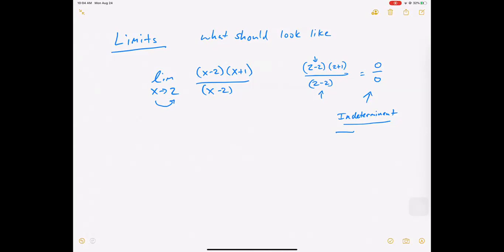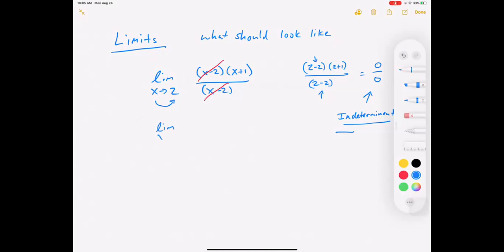So what now? It turns out, just like in pre-calc, doesn't x minus 2 and x minus 2, whatever they would be, cancel out? Couldn't we say they cancel out? And we could rewrite the problem as the limit as x approaches 2 of x plus 1. If I plug in 2 now, this would be 2 plus 1, which is equal to 3. Now, this isn't what the value really is. This is what the value looks like.